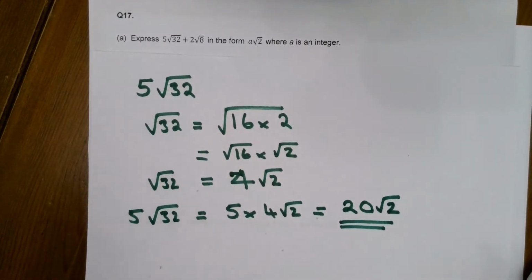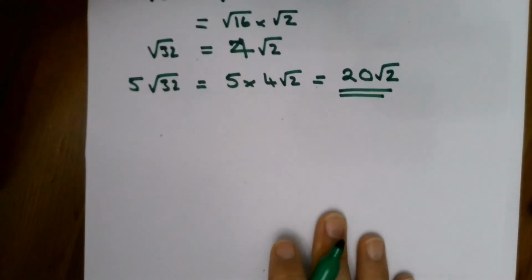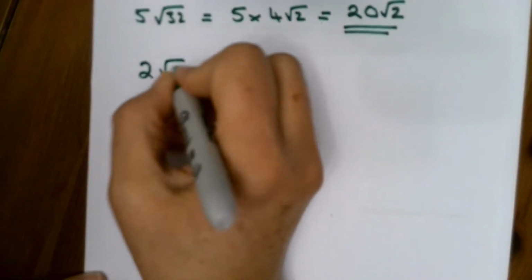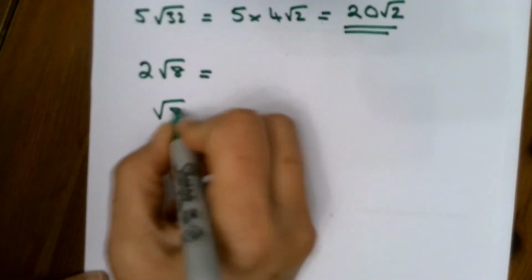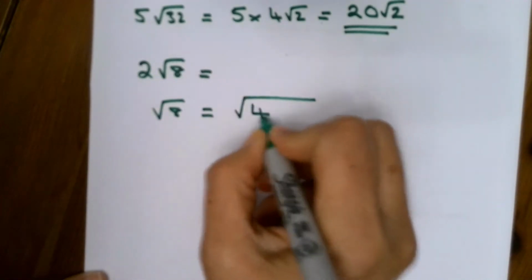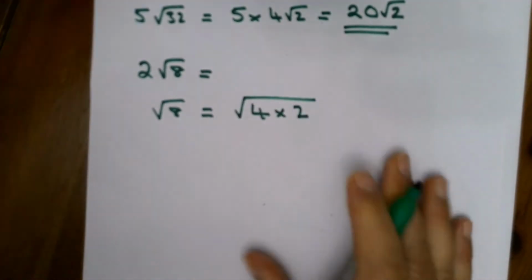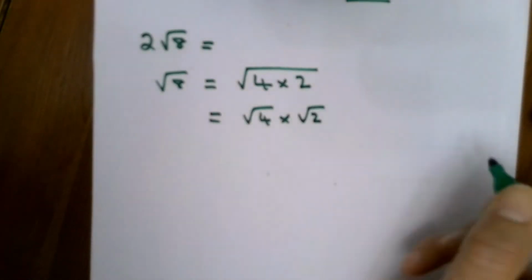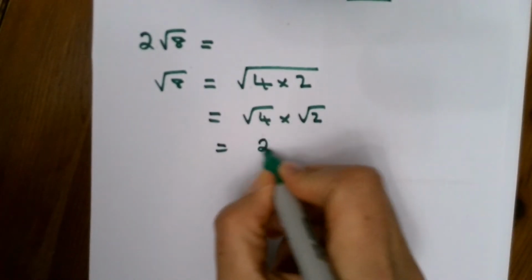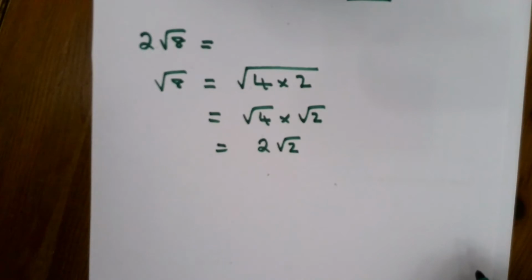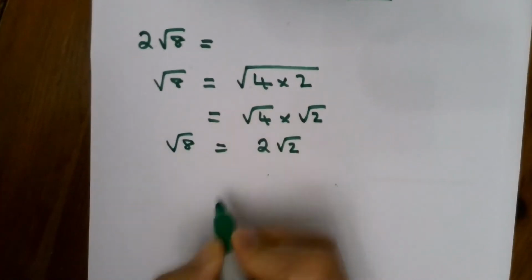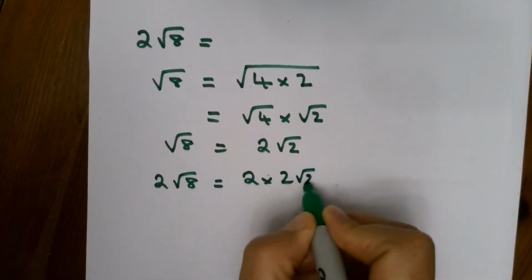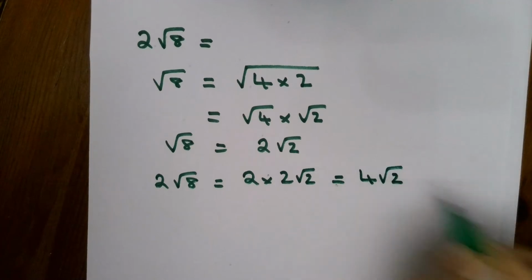Let's do the same now for 2 root 8. We want to change it into a square root of 2. So 2 root 8. Well, let me look at root 8 first. Root 8, a square number that goes into 8 is 4. I can separate that out to root 4 times root 2. The square root of 4 is 2, so I get 2 root 2. That is square root of 8, but I want 2 lots of root 8, so I want 2 lots of 2 root 2, which is 4 root 2.